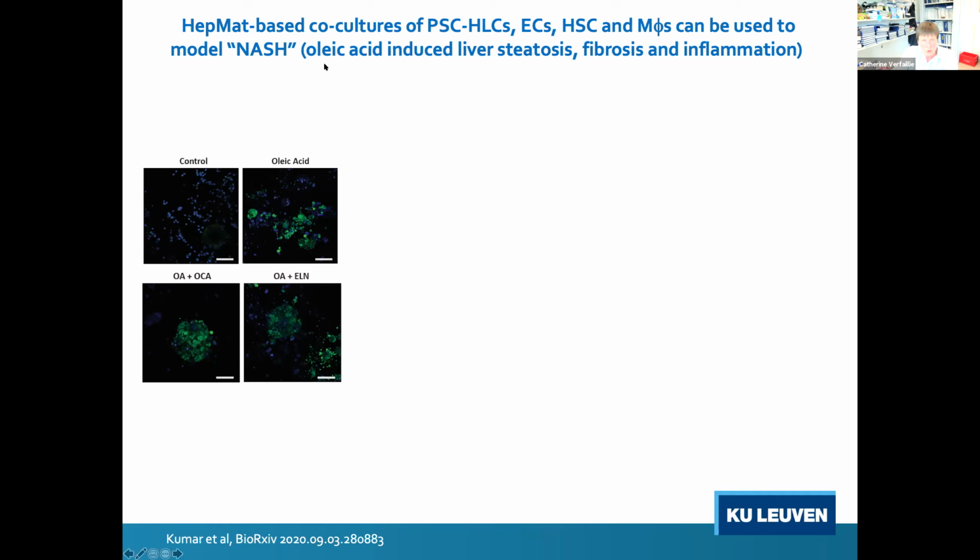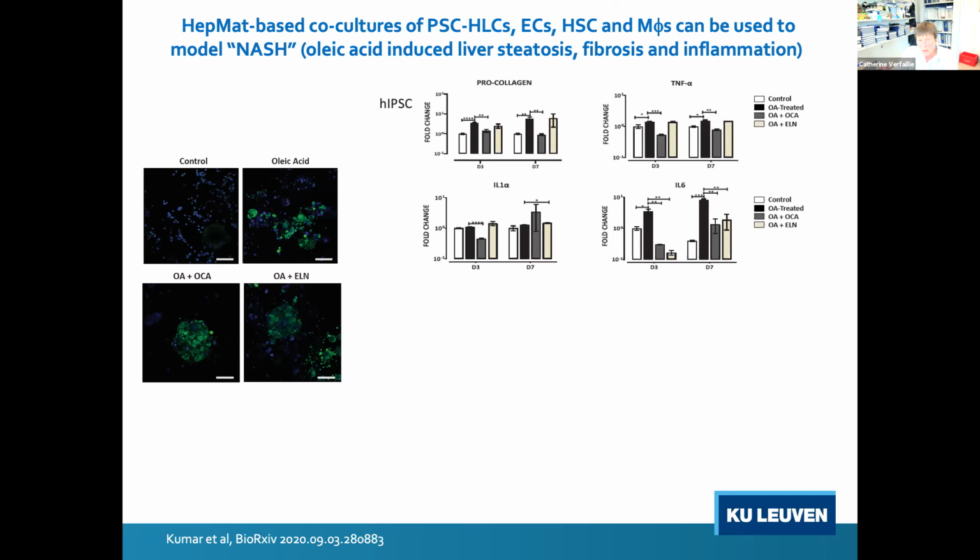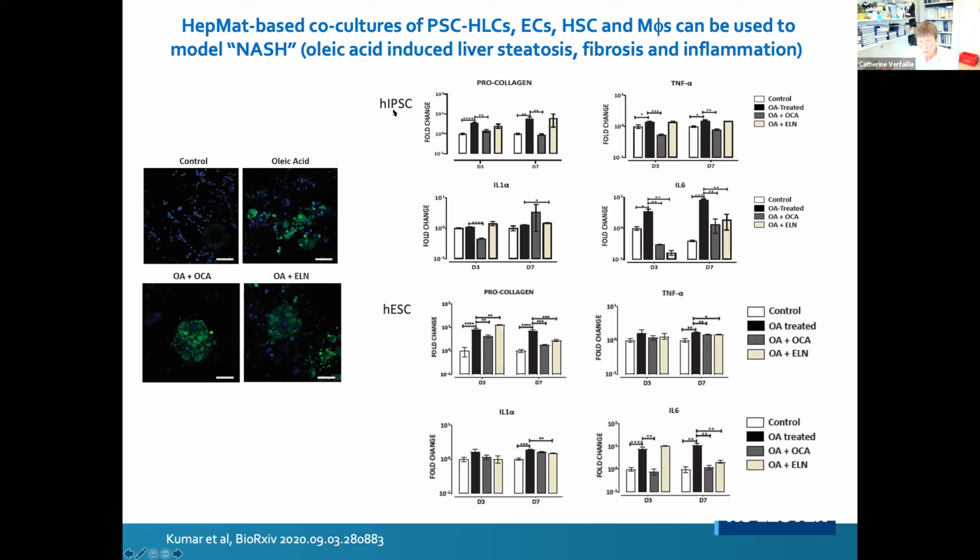So if we now treat with oleic acid, with or without obeticholic acid or with or without elafibranor, what do we see related to collagen production and inflammatory cytokine production? And we did this in 2 different populations, a human iPSC model and a human embryonic stem cell model. What you can see for pro-collagen is that obeticholic acid seems to improve pro-collagen secretion in both the iPS model and the human embryonic stem cell model, which is less pronounced for elafibranor.